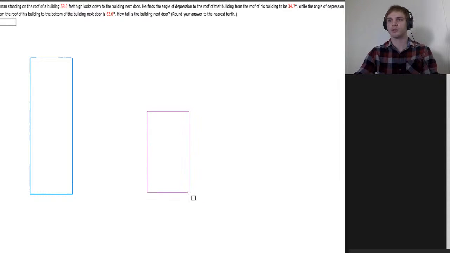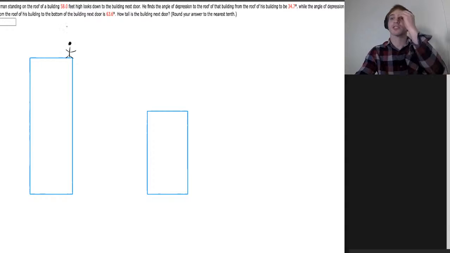Next door is down somewhat. How far down? And there's a little man standing on top of it. It's probably really tall. If this is to scale, that's a huge person. And so he looks down to the top of the building next door. He finds the angle of depression to the roof of that building from the roof of his building.